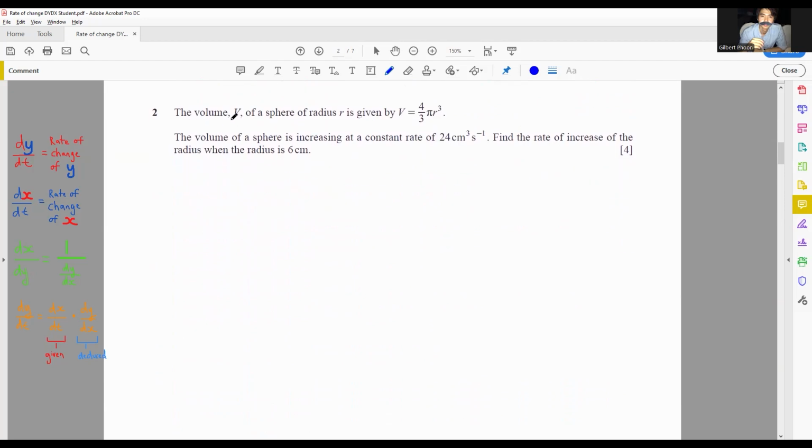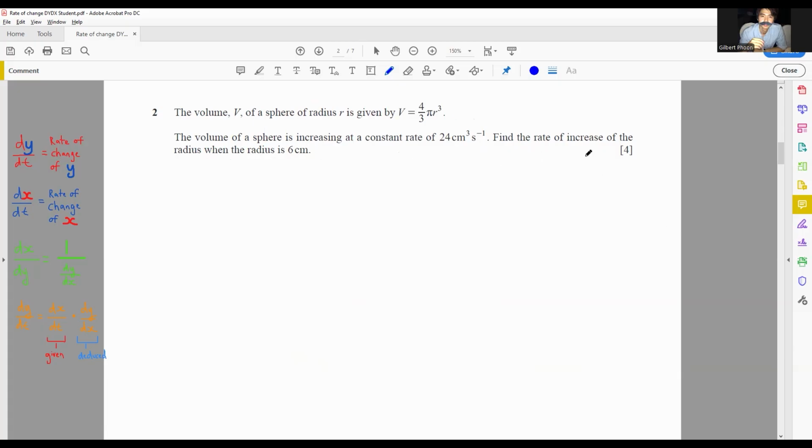The volume V of a sphere of radius r is given by V equals 4 over 3 pi r cubed. The volume of the sphere is increasing at a rate of 24 cubic centimeters per second. So when you see centimeters per second, this is again a rate of change. Then find the rate of increase of the radius when the radius is 6.